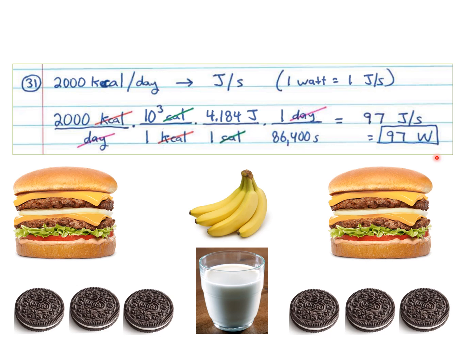What this means is that a typical, as it says, human diet just with daily activity is equivalent of, on average, 97 watts, 97 joules per second.